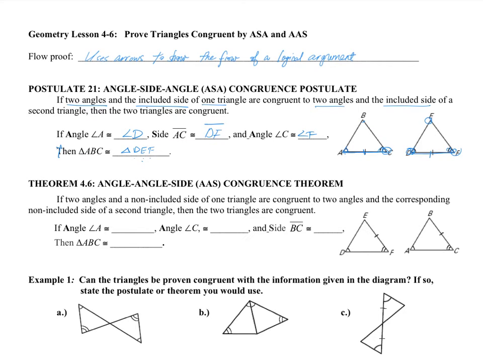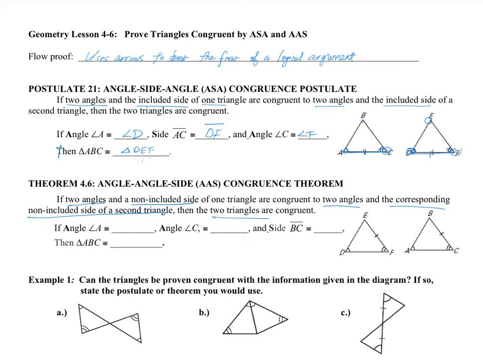Now let's take a look at theorem 4.6, which states that if two angles and a non-included side of one triangle are congruent to two angles and the corresponding non-included side of a second triangle, then the two triangles are said to be congruent. So let's illustrate this.